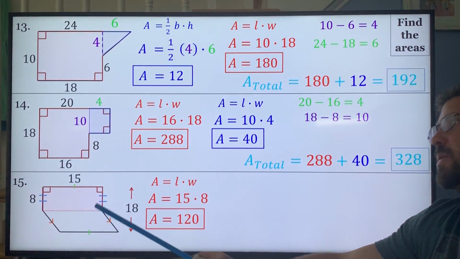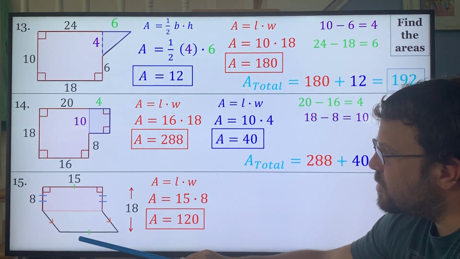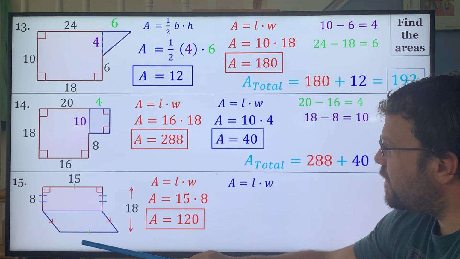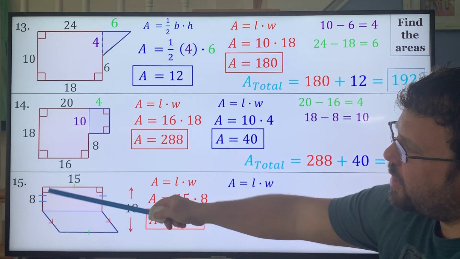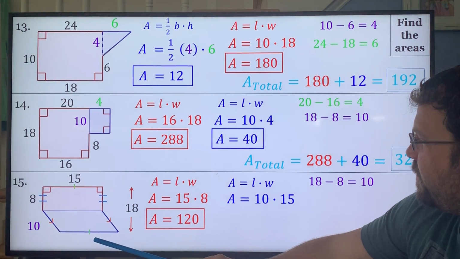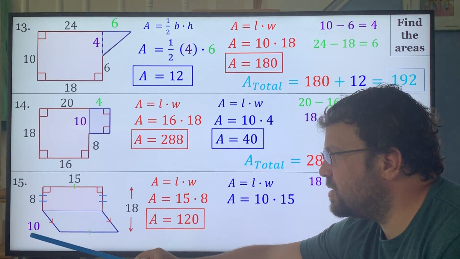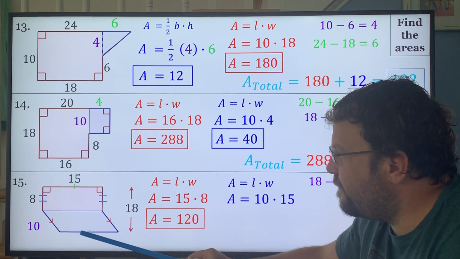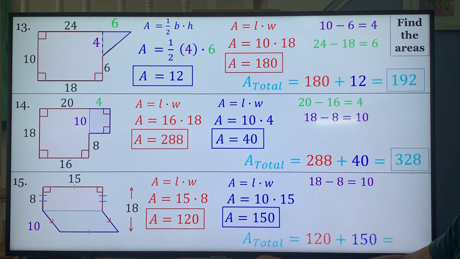Now here's what gets some people. These little light green marks mean these two sides are congruent. So if this is 15, this bottom piece is also 15. And because this is 18, the whole thing, 18 minus 8 is 10. So you got a 10 and you got a 15. Now, this 10 is not the slant length. The 10 is the distance going up and down. So this would be 15 times 10, 150. 120 plus 150 is 270.